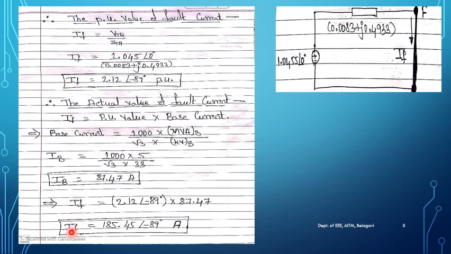So now the actual value of the fault current will be equal to 185.45 at an angle minus 89 degrees ampere. So this is the final solution we are going to get for this problem.